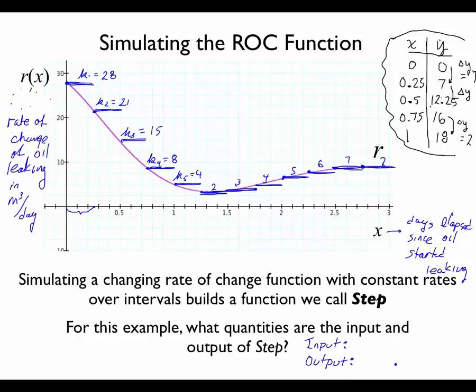Rates. We're trying to simulate the rate of change function with a new function. So the input and output of step are the same as the input and output of R. The same input and output. How is the output different? It's approximate. It's not exact. So the output is approximate rate of change. That's the only difference between the input and output of R and the input and output of step: the output is approximate values of rate of change.